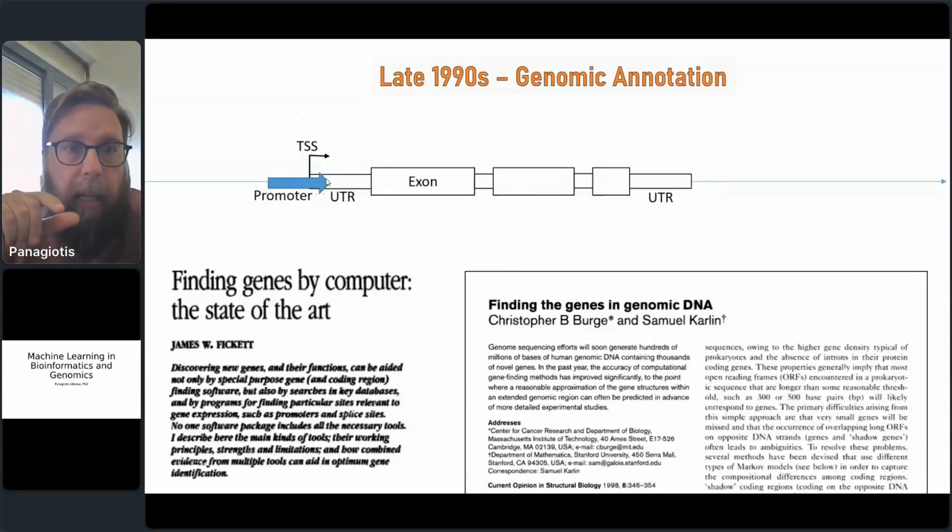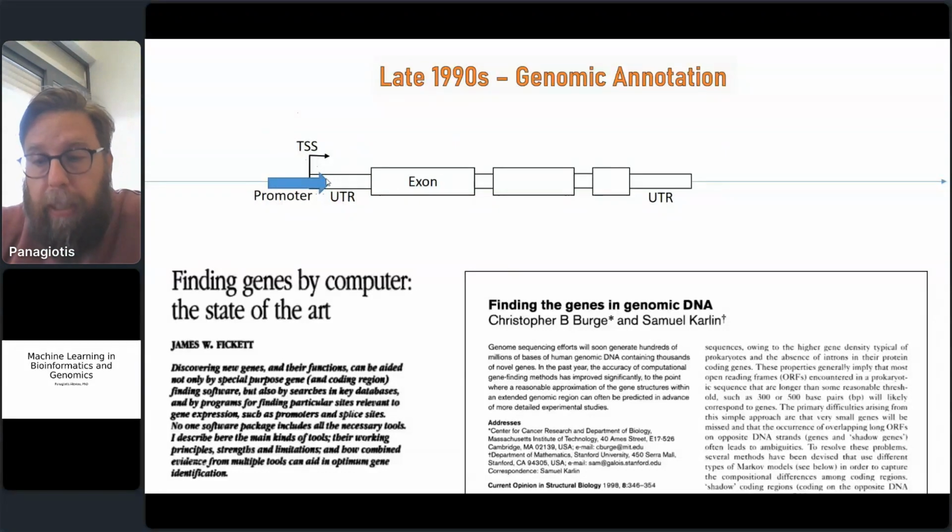So the task for today, or for this week, will be to see if we can identify promoter regions. Okay, so as I said, in the late 90s, bioinformatics starts trying to predict genes, trying to crunch through genomic sequences as they're being produced.